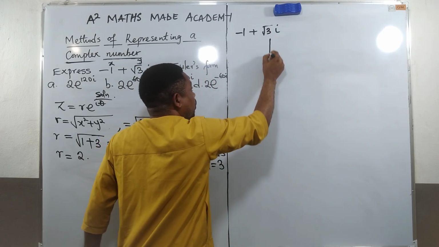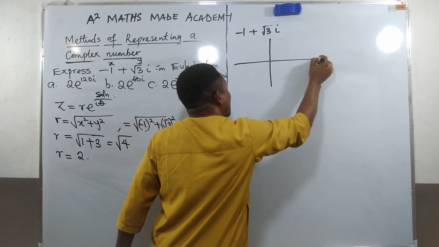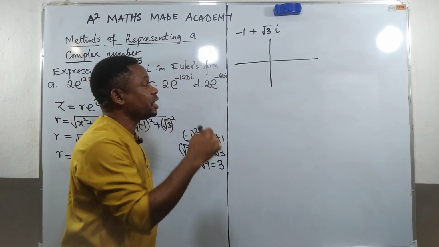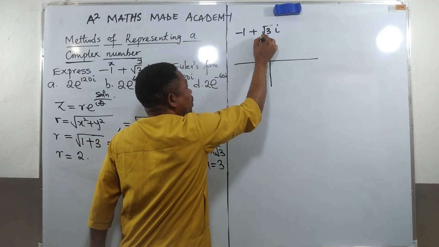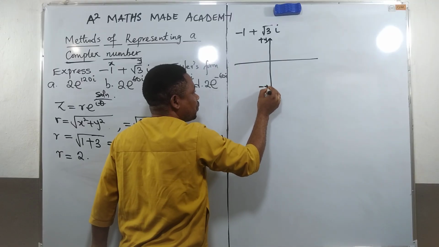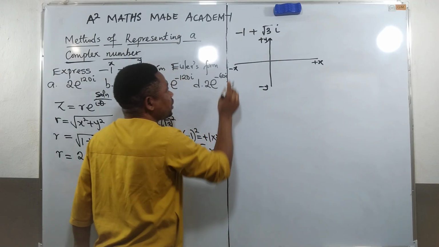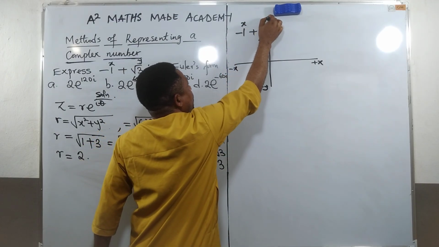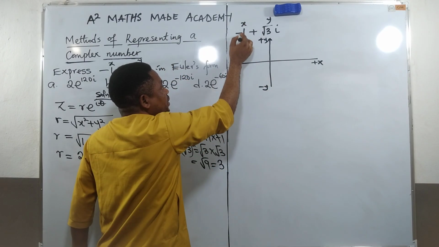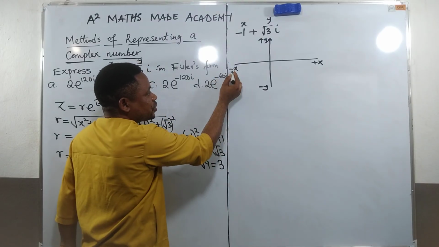How do I represent it? I want you to watch. The essence of doing that is to identify the quadrant first. Now this is positive y. Are you with me? This is negative y. This is positive x, and this is negative x. Now the first one is your x, the second one is your y. Now your x is minus 1. Now this is minus 1.